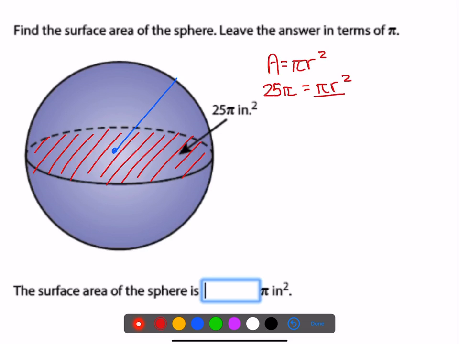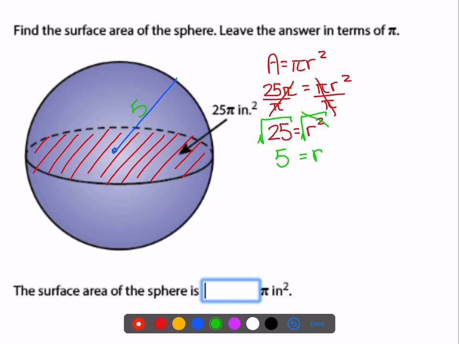From here, I'm going to divide both sides by pi, and the pi's will cancel each other out. So we're left with 25 equals r squared. From here, I can take the square root of both sides. The square and the square root cancel each other out, and we're left with r is equal to 5. Now, typically, it'd be plus or minus 5, but again, we're dealing with the distance. And if we're dealing with the distance, we don't want to have a negative number, because we can't have a negative distance. So we now know that our radius is 5.